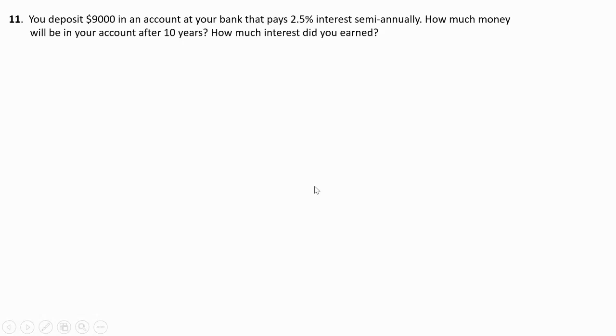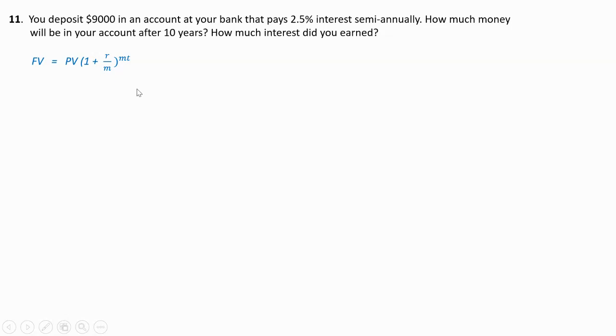Okay, now number 11. It says you deposit $9,000 into an account at your bank that pays 2.5% interest semi-annually. How much money will be in your account after 10 years, and how much interest did you earn? So again, here, guys, where it says compounded, this means compounded, right? Compounded is going to be section 5.2, which is a different formula than simple interest.